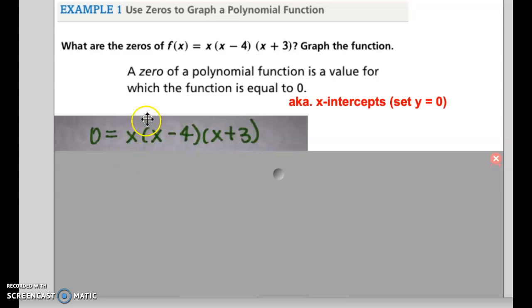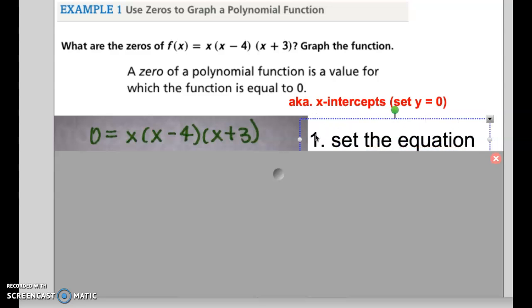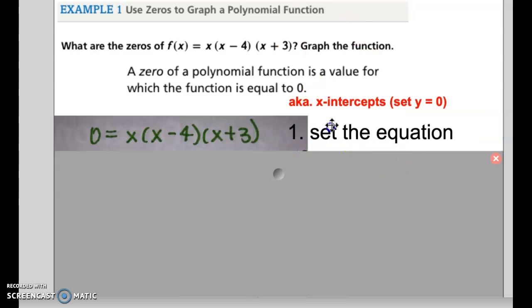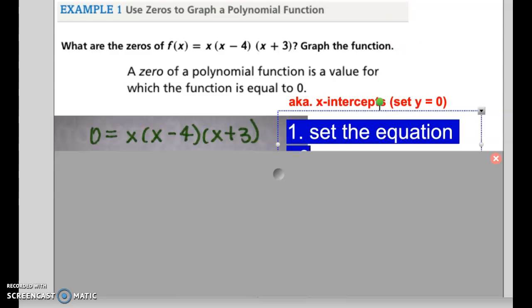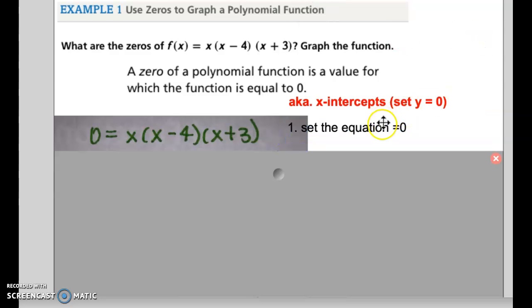So here, basically the very first thing that you have to do is set the equation equal to 0. So notice I have the original f of x equals x times x minus 4 times x plus 3. My first step is I set it equal to 0. I don't write f of x equals because I want to find the zeros. And the zeros happen when the equation equals 0, so I have to set it equal to 0.